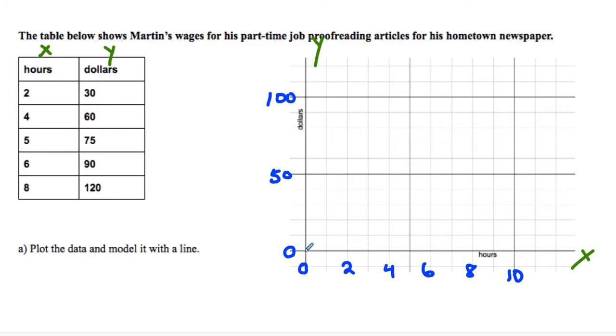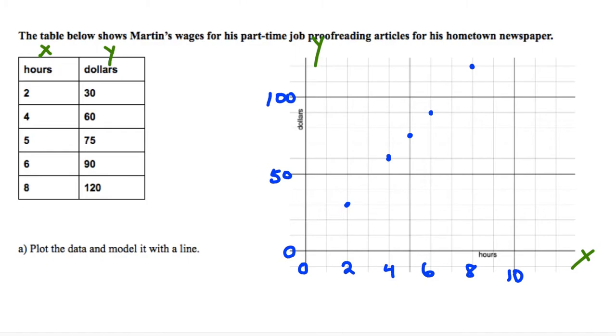So (2, 30): over 2, up 30, gives me that point there. (4, 60): over 4, up 60, puts me right there. (5, 75): over 5, up, this would be 70, so 75 would be about there. (6, 90) looks right there. And finally (8, 120): here's 100, 110, 120, right there. So there's my data plotted.